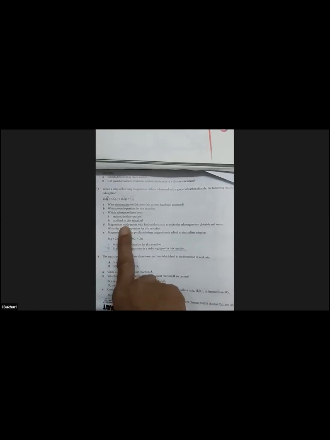Magnesium oxide reacts with hydrochloric acid to make the salt magnesium chloride and water. Write the symbol equation for this reaction. Is this difficult? Magnesium sulfate is produced when magnesium is added to zinc sulfate solution. Write an ionic equation for this reaction. Okay, let's do this real quick. We are running out of time and we haven't even finished the end of chapter questions.